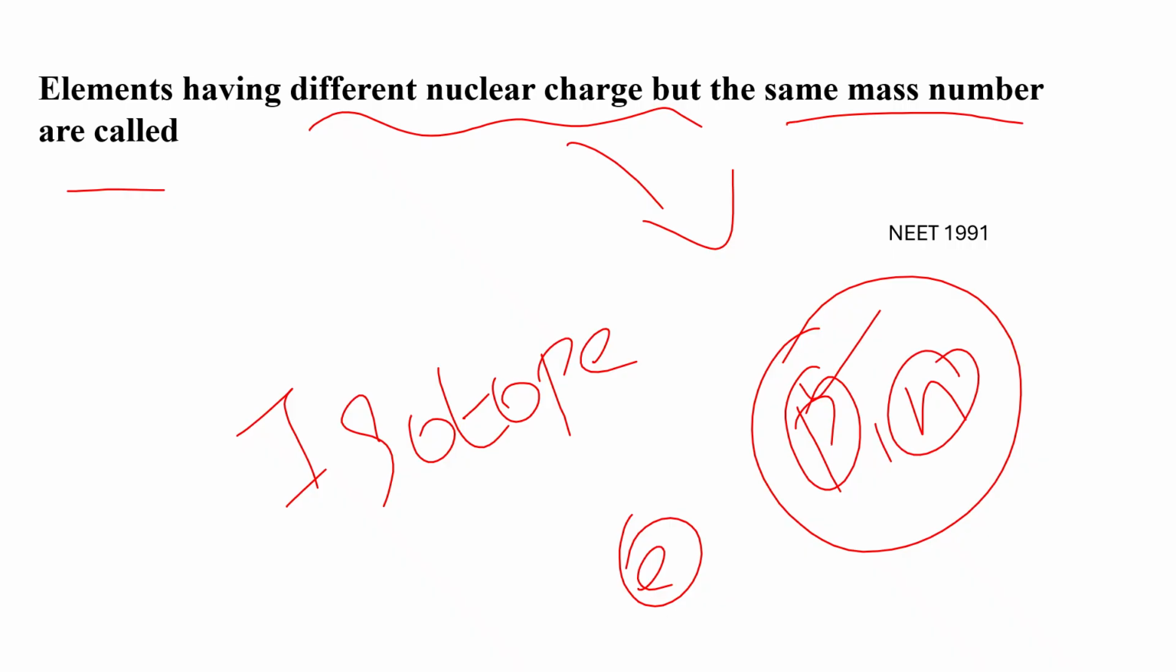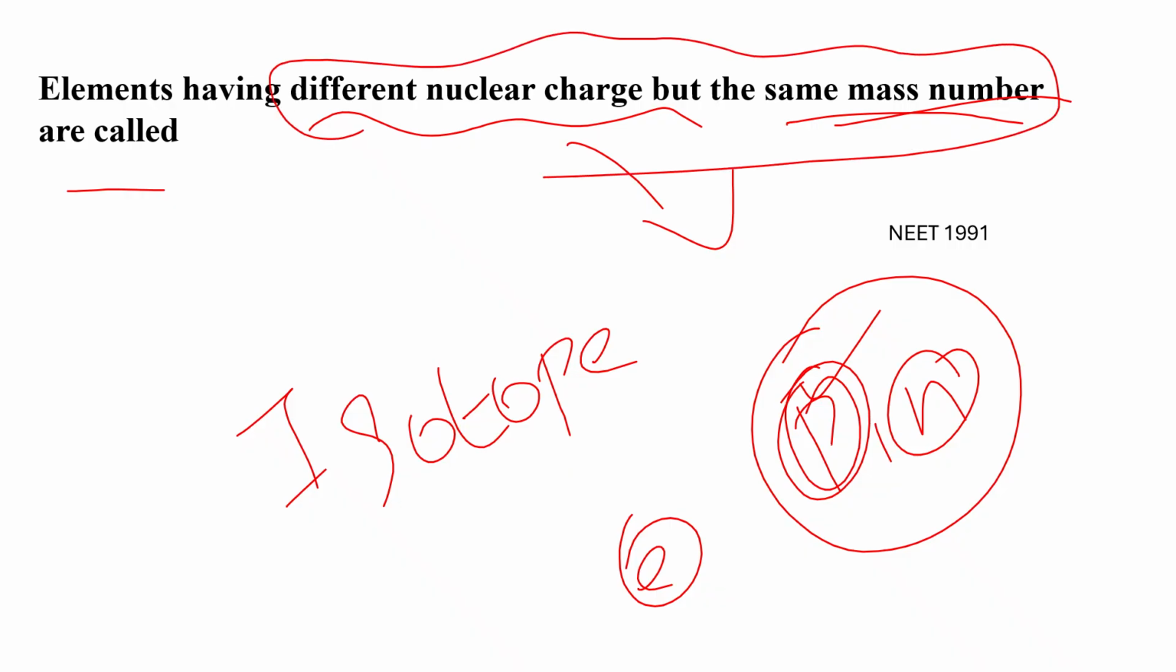Different nuclear charge means different count of protons. Different count of protons means it will have different atomic numbers. So the atomic number is changing, but the mass number remains the same. So this is isotope. This is another way of representing the isotope, in the year 1991. This is also a way to define the isotope. Then this is also asked.